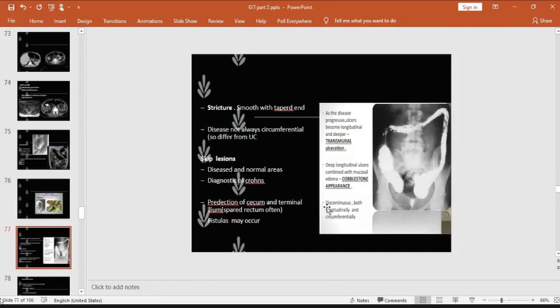Stricture can occur. Skip lesions also can occur in the large bowel. If you look at this cobblestone appearance, but in the large bowel rather than small bowel.